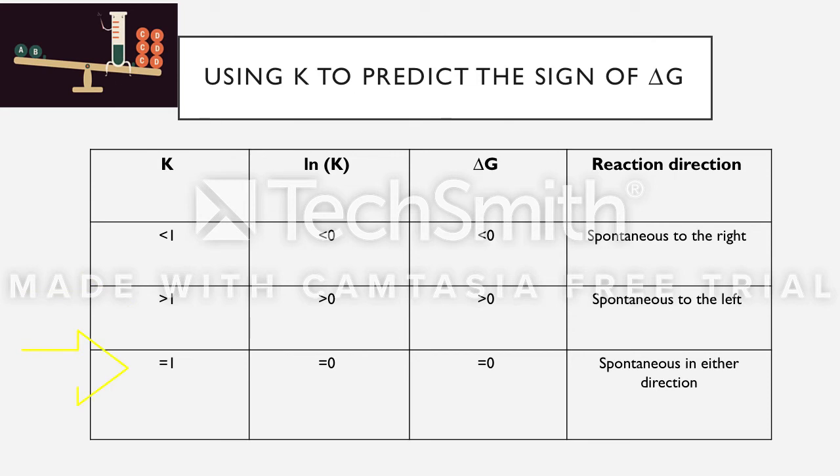If K equals 1, which means the natural log of K will be 0, delta G will also equal 0. Since delta G will be equal to 0, the reaction can be spontaneous to the left or to the right.